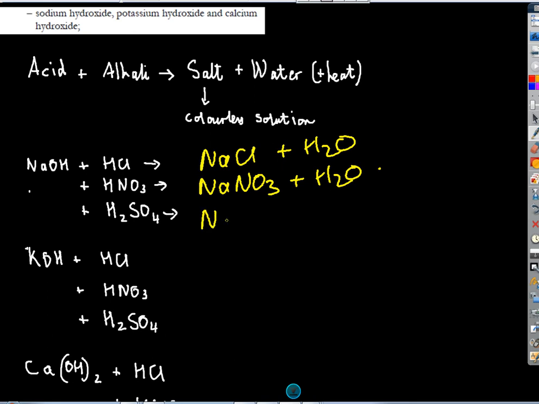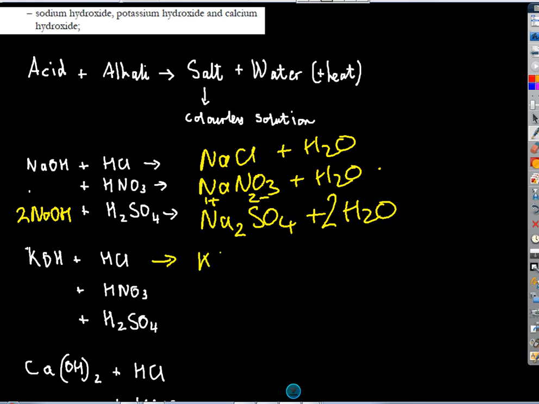And sulfuric acid is sodium sulfate. Remember, sodium is +1. I'll just pop that on. Sulfate is -2, so we need a little 2 there. And we also get, as we do every time, water. That one will not balance itself out, and we need 2 NaOHs, okay, and that will give us 4 hydrogens on the left, so we need to double our hydrogens up on the right. Potassium hydroxide then gives us potassium chloride, which is KCl.